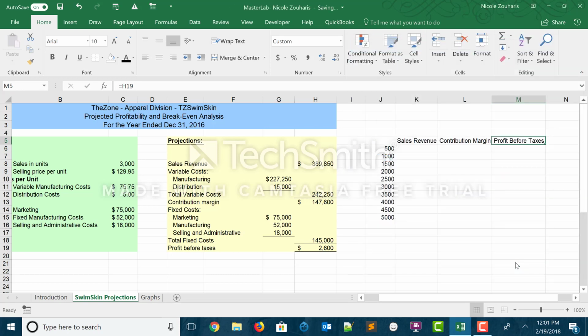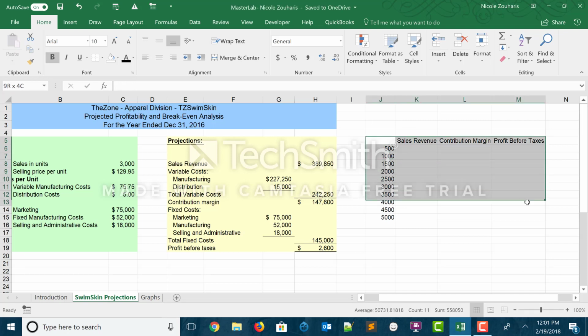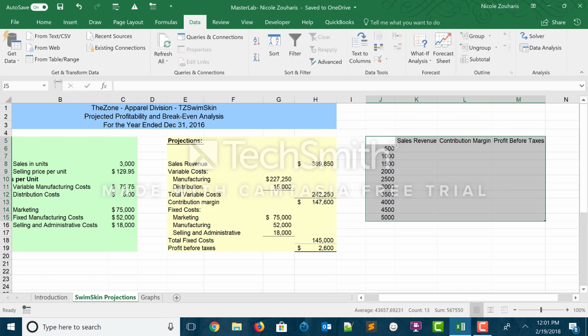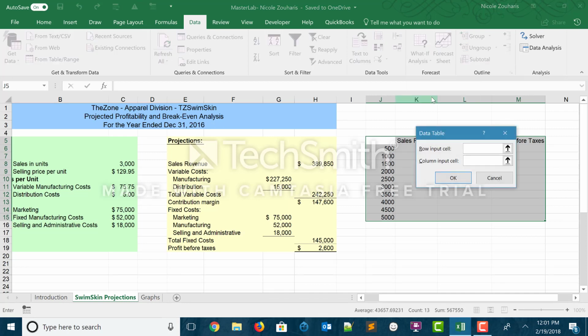Alright, so now our data table is ready to be made. So what I'm going to do is highlight J5 all the way down to M15. And as we see, there are tabs up here in Excel. I'm going to want to go to the Data tab. And we have a Get and Transform Data, Queries and Connections group, Sort and Filter group, Data Tools group, Forecast group, Outline group, and Analysis group. We're going to go to the Forecast group under What-If Analysis, press the down arrow, and click Data Table.